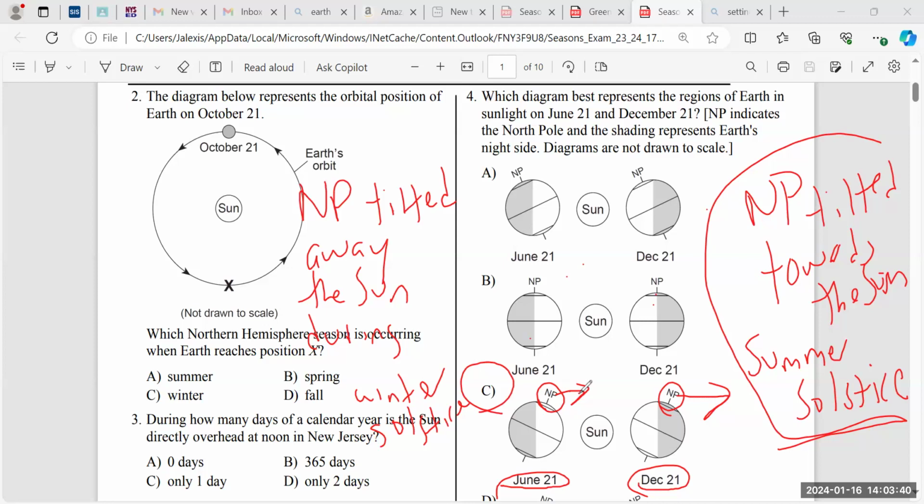When the North Pole is tilting towards the sun, the North Pole is getting more sunlight. Hey, it's the summer solstice. When the North Pole is tilting away from the sun, hey, the North Pole is not getting any sunlight. It's the winter solstice. Choice C is the correct answer.